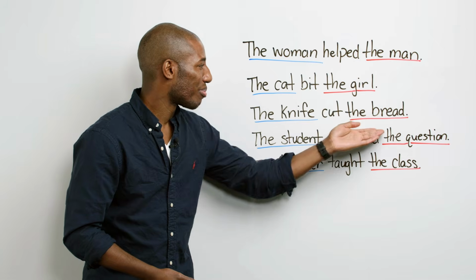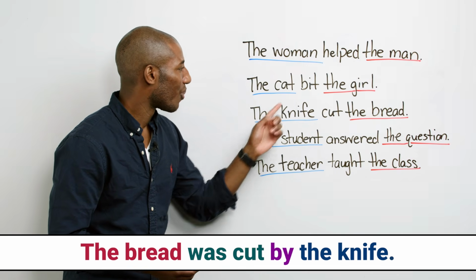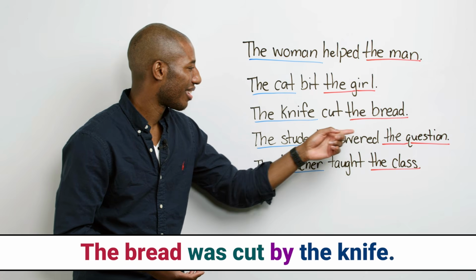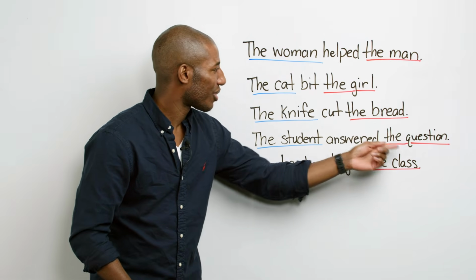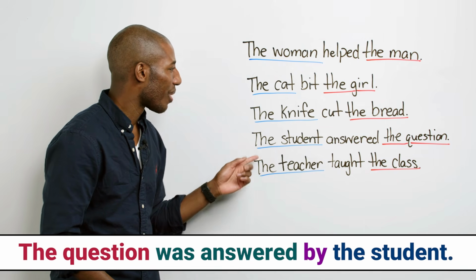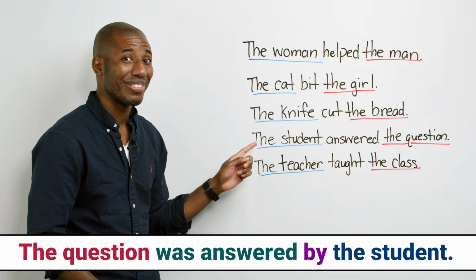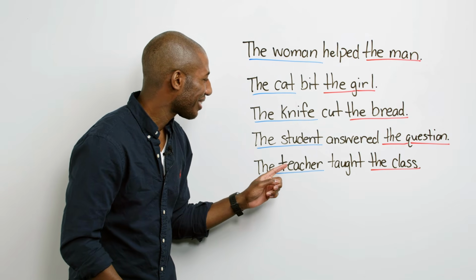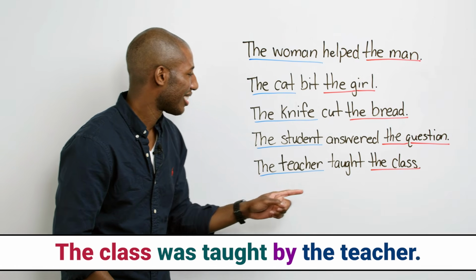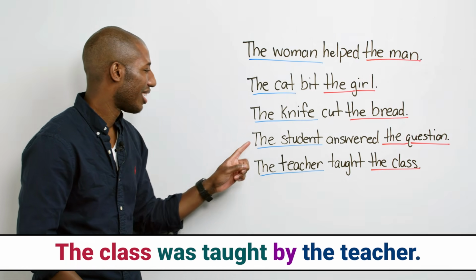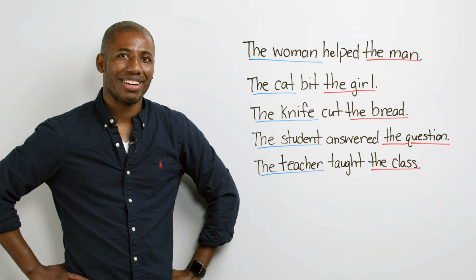The knife cut the bread. The bread was cut by the knife. I think we're getting this. The student answered the question. The question was answered by the student. And our last one, the teacher taught the class. The class was taught by the teacher. Wow, I think we're getting better.